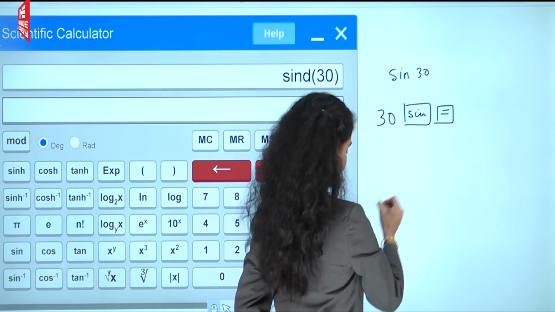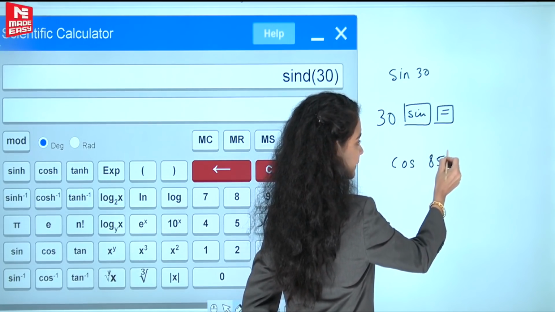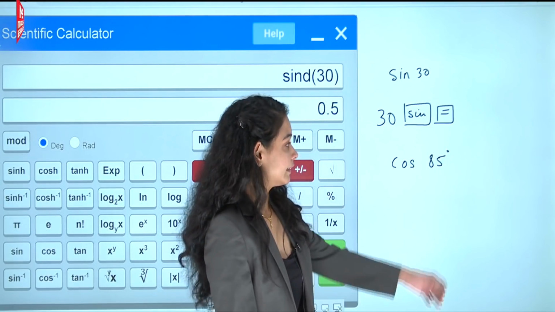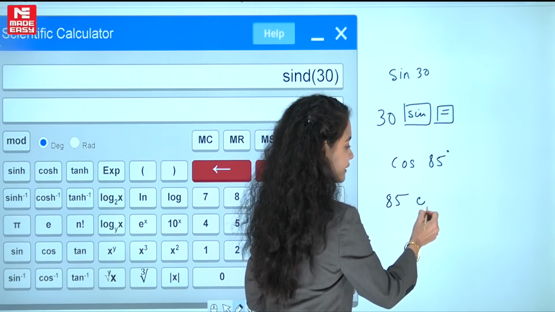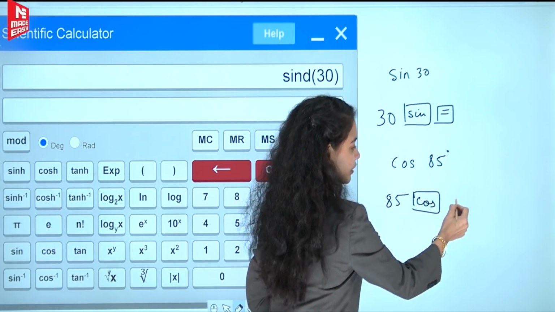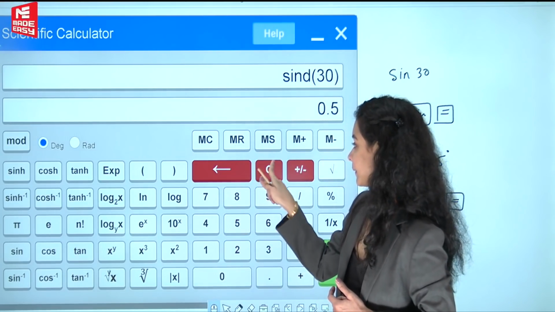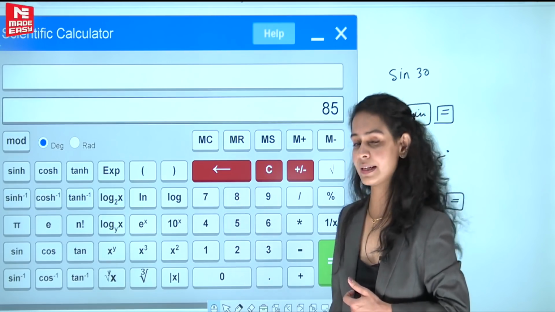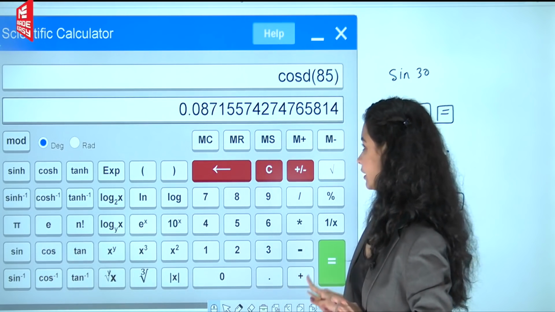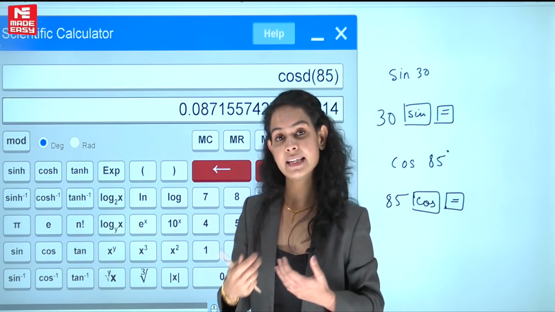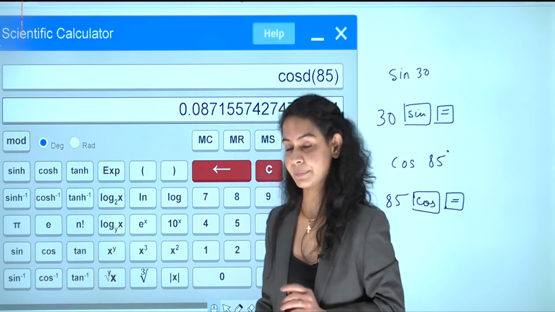Similarly, if you want to calculate, let's say, cos of 85 degrees. Again, the value of x is 85. So first enter the value of x and then the function tab, which is cos here, and then you have to press the equal to sign. Let's perform this here. 85, which is your value of x, then the function tab, that is cos, and then press equal to. There you get your answer. The same procedure will be carried forward for tan, sine inverse, cos inverse, everything.